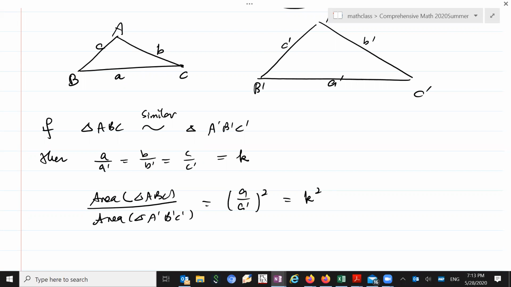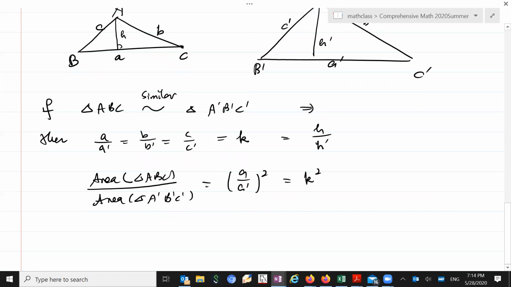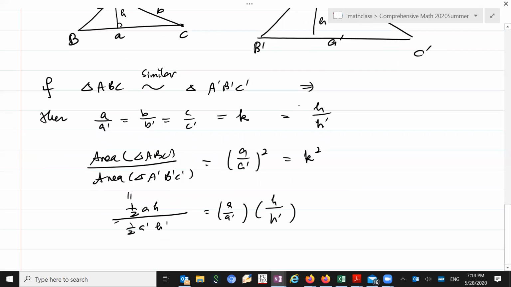Do you know that? How do you prove it? I think all you have to do is draw the additional lines H and H prime. If these two are similar, that also implies H over H prime equals the same factor. So to prove this, the area is going to be a half of A times H, and a half of A prime and H prime. So you get A over A prime, H over H prime. But all of them go with the factor K. So K times K, right? It's going to be K squared. That's the reason it's the factor of square.